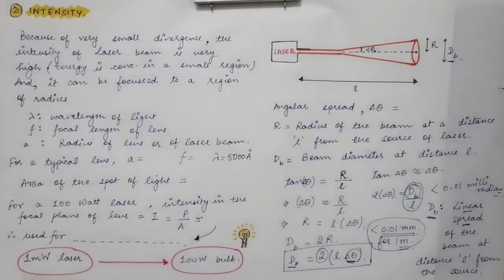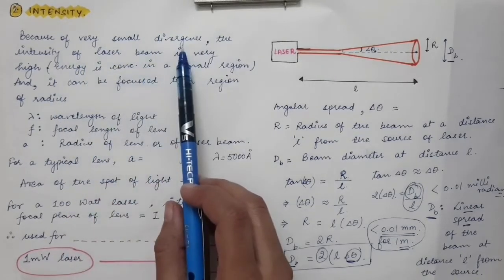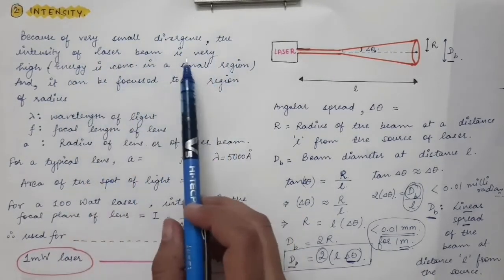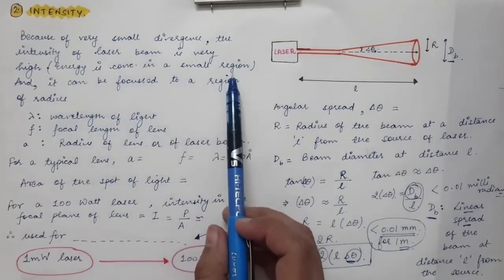The next property of the laser is that it has high intensity. Since the divergence of the laser light is very small, the energy is concentrated in a small region. Therefore, its intensity is very high. So because of very small divergence, the intensity of a laser beam is very high. That is, energy is concentrated in a small region.